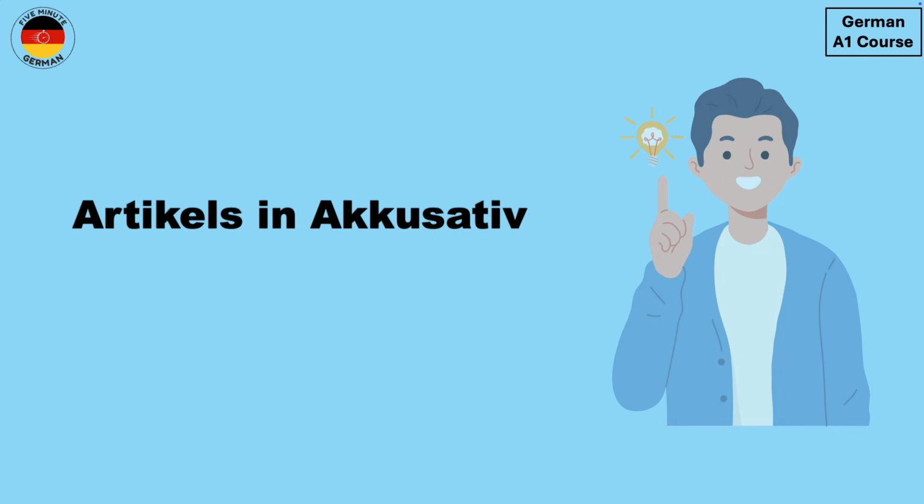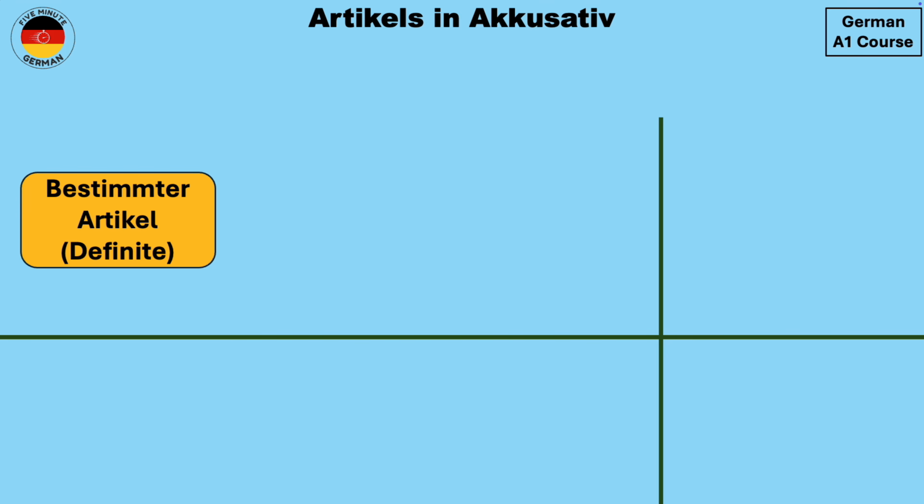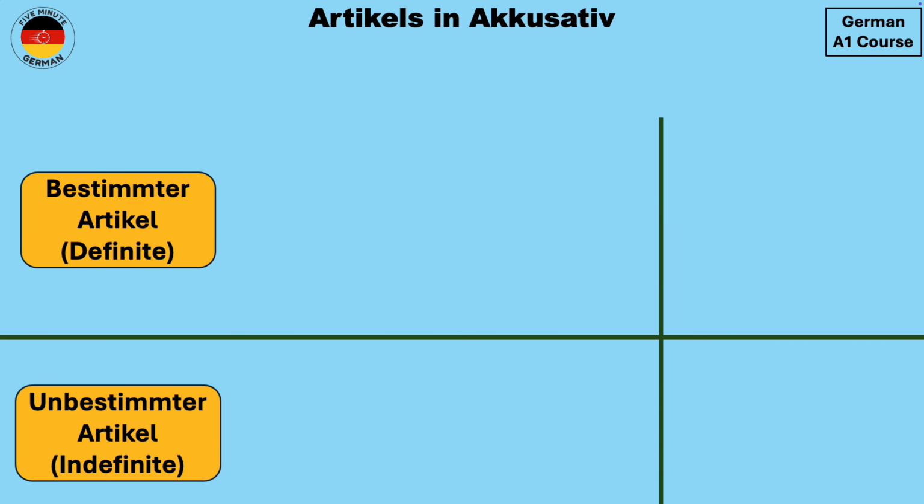Now let's take a look at the articles in accusative. So we know that in German we have 2 types of articles. These are bestimmte Artikel or definite articles and unbestimmte Artikel or indefinite articles. I have made a separate video explaining both the bestimmte Artikel and unbestimmte Artikel. I will link it in the description below and you can take a look at it. Now let's first take a look at the bestimmte Artikel.